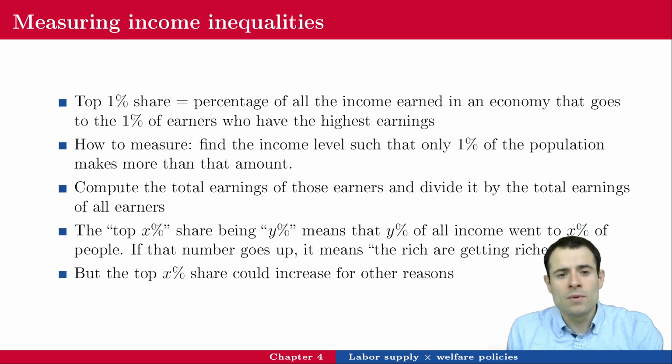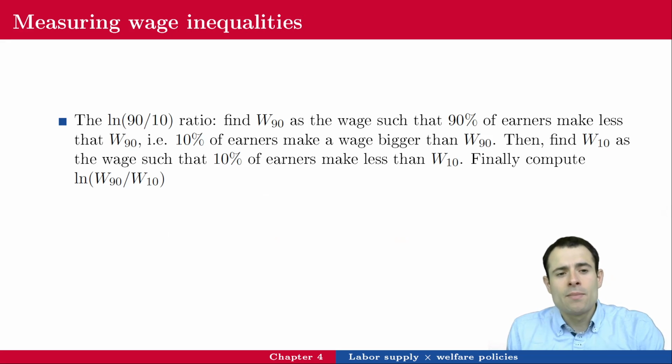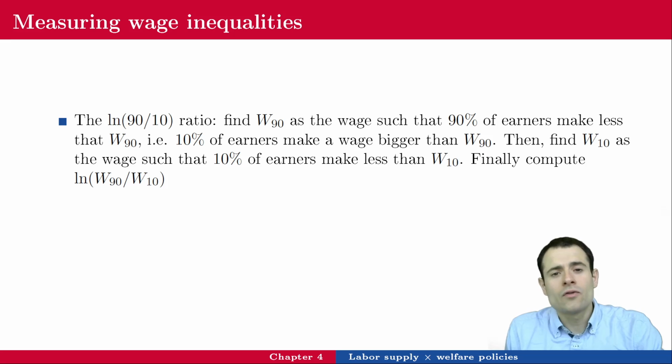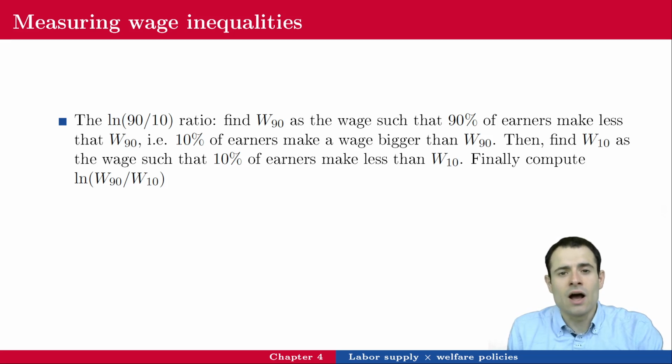So when it comes to labor income in particular, we might want to use another measure, and this measure helps measure wage inequalities. This measure is the logarithm of the ratio of the 90th wage percentile and the 10th wage percentile. This is what we call the ln 90 to 10 ratio. So, first of all, find W90, which is the wage such that 90% of earners make less than that wage and 10% make more. Then look for W10, the wage such that 10% of the population makes less than this wage and 90% makes more. Finally, compute the log of the ratio.